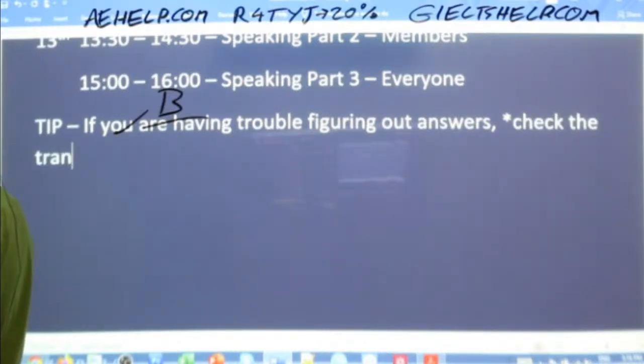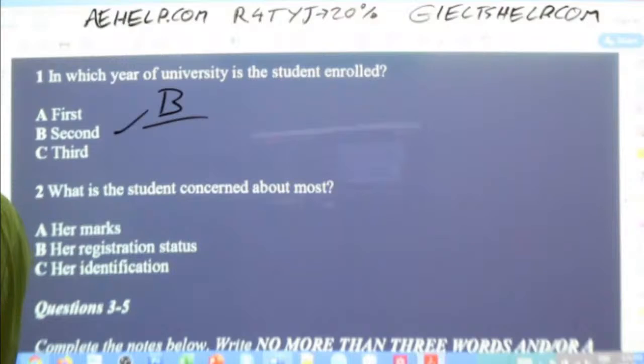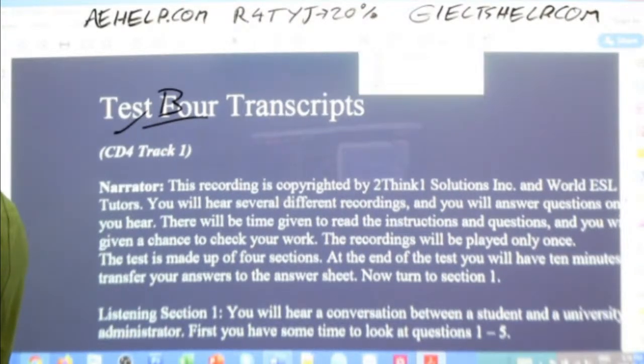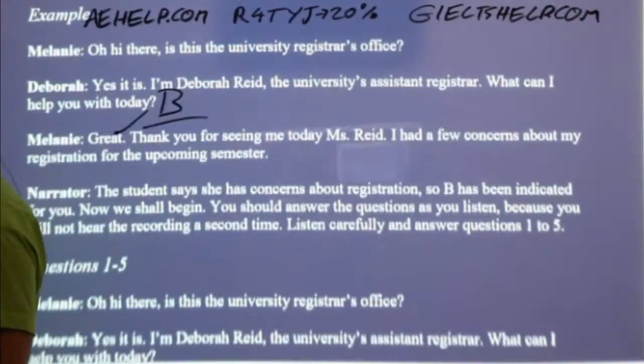which is basically the script at the back of the book. Transcripts, okay, check the transcripts. So I'll show you what I mean. In this case, the transcripts are at the back of the book here at page 110. And this is what I mean by transcript. So every good IELTS book will have the actual script at the back of the book.